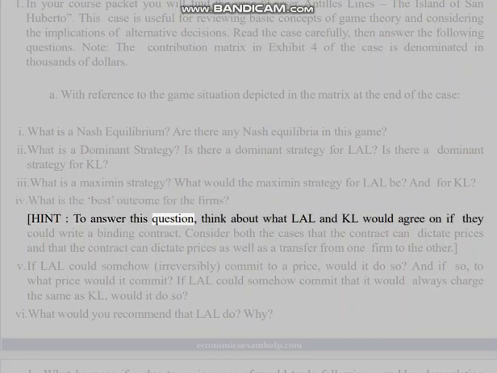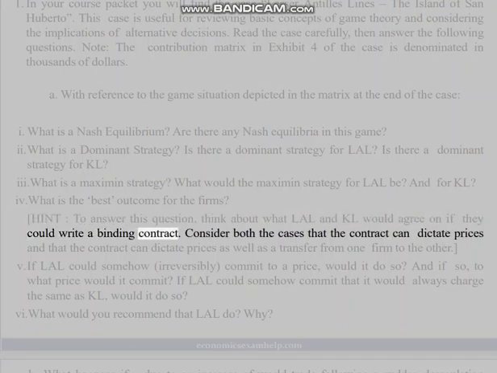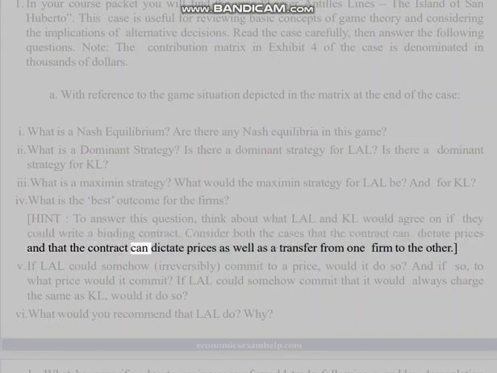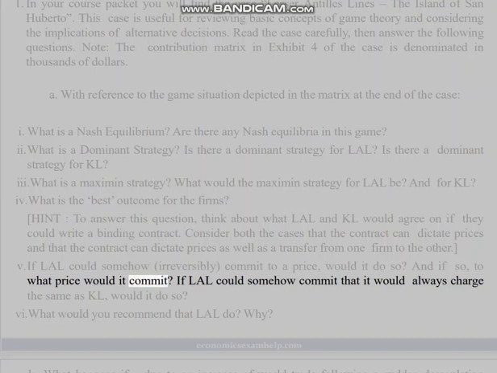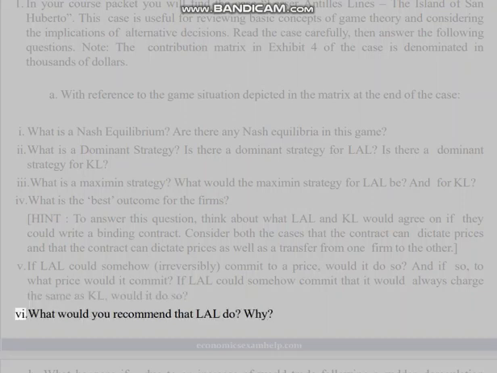4. What is the best outcome for the firms? Hint: to answer this question, think about what LAL and KL would agree on if they could write a binding contract. Consider both the case that the contract can dictate prices and the case that the contract can dictate prices as well as a transfer from one firm to the other. 5. If LAL could somehow, irreversibly, commit to a price, would it do so? And if so, to what price would it commit? If LAL could somehow commit that it would always charge the same as KL, would it do so? 6. What would you recommend that LAL do? Why?